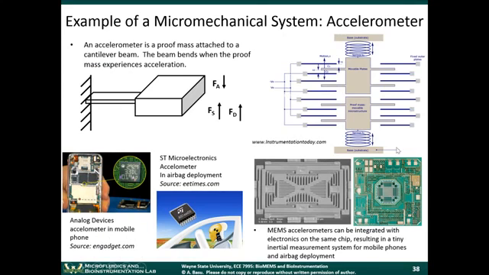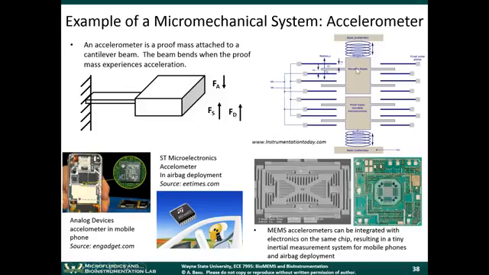So here's an example of a micromechanical system, the accelerometer that we just talked about. You assume that an accelerometer is a proof mass that's attached to a cantilever beam. The beam bends when the proof mass experiences acceleration, just like I drew earlier. In this case, the arrows are sort of opposite here. The acceleration is going down, and the spring force and the damping force is going up.